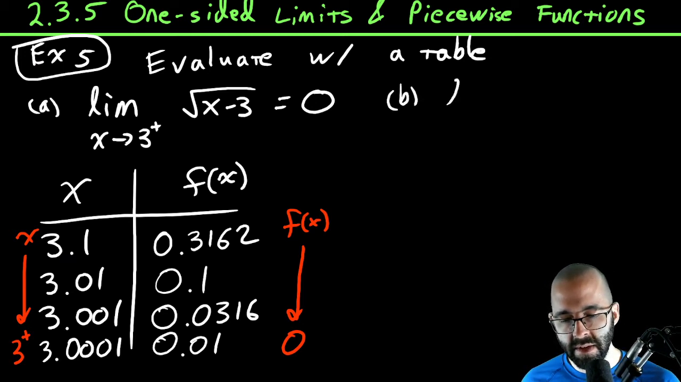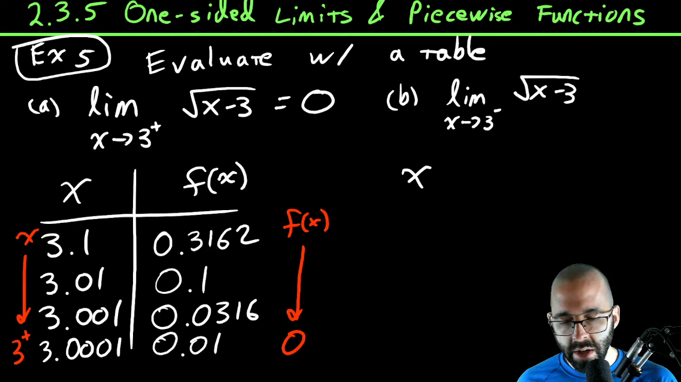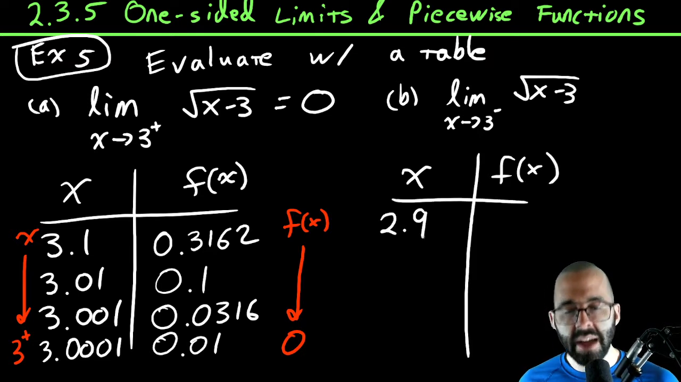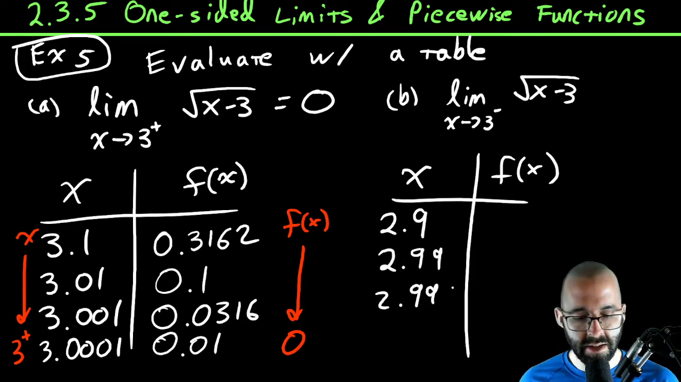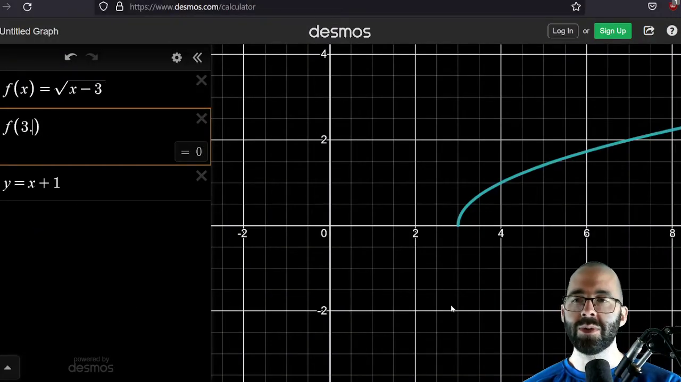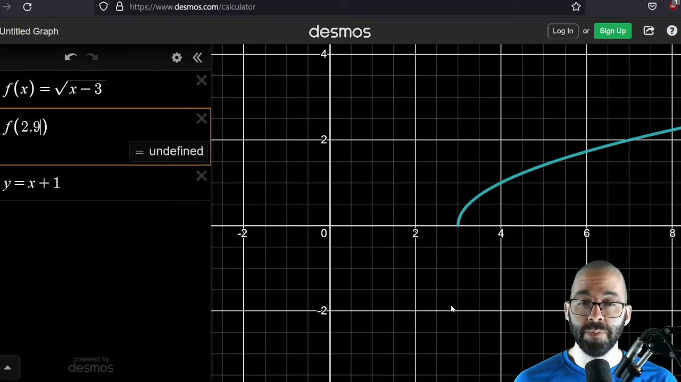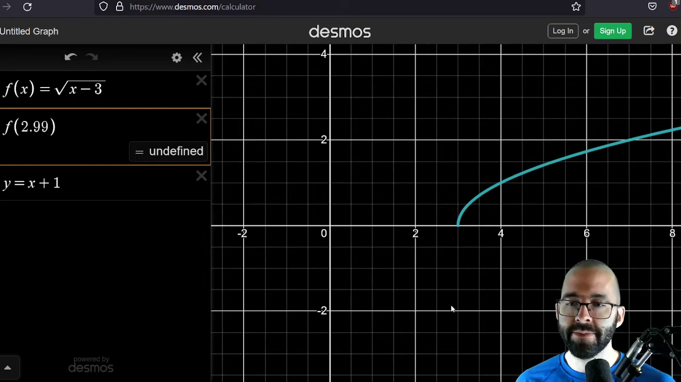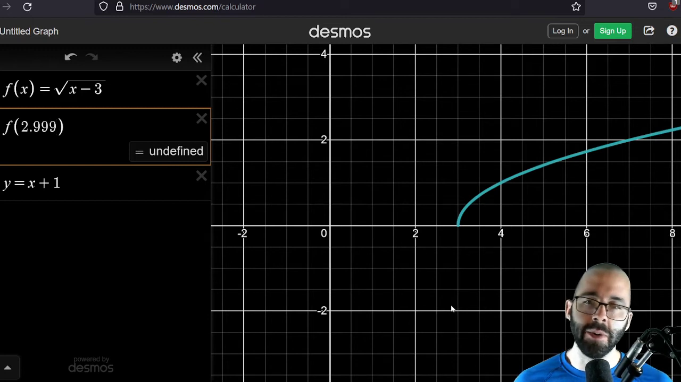What about part B? The limit as x approaches 3 from the left of the square root of x minus 3. We're going to do the same thing. Let's make a table. This time we're going to approach from the left of 3. So maybe 2.9, and then 2.99, and then 2.999, etc. So we go over here and say, all right, what happens when we plug in 2.9? What about 2.99? None of these are in the domain.